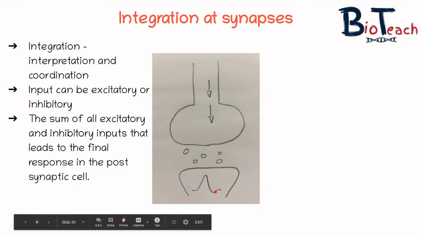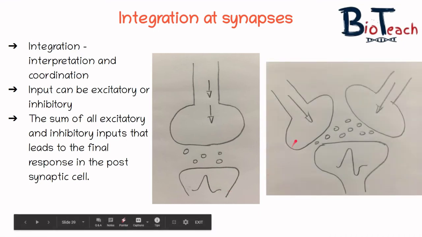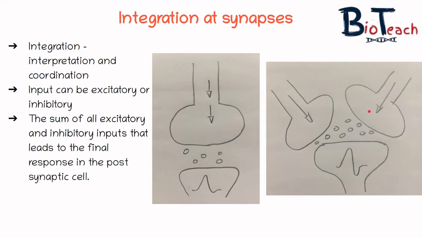The second type of summation is what we call spatial summation. Over here, we're talking about individual responses arriving from separate axon terminals, and they might arrive simultaneously at different regions on the same postsynaptic neuron. The responses from the different places will sum up, so these two will add together to release neurotransmitter into the synaptic cleft to then generate the action potential in the postsynaptic neuron.